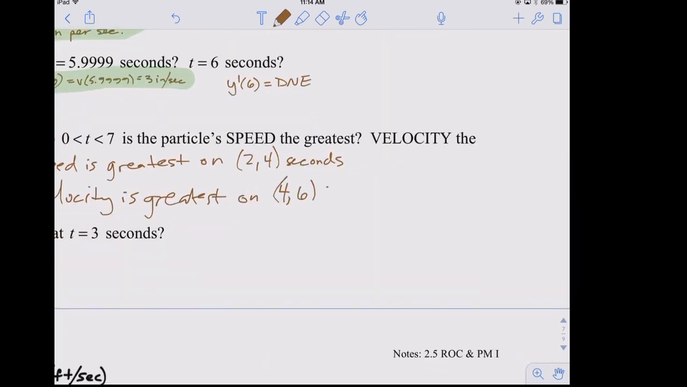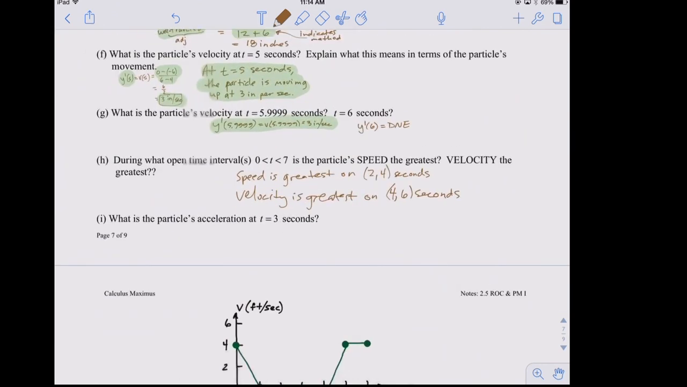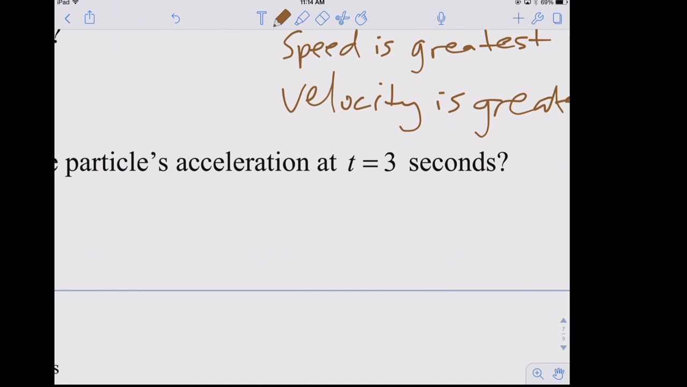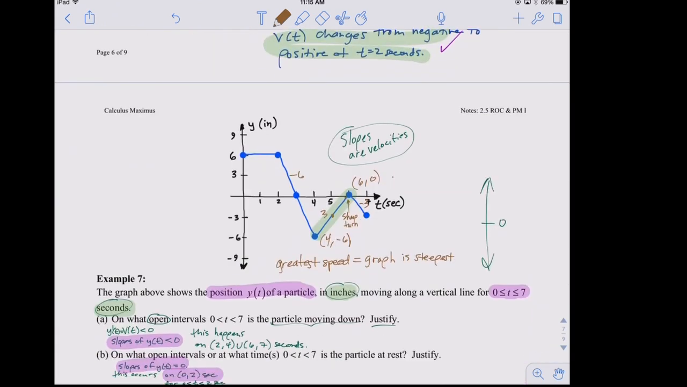And it didn't ask us to explain what the actual number was, or why. All right, what's the particle's acceleration at t equals 3? Particle's acceleration at t equals 3. Okay, well, let's see. I know that y double prime of t, which is going to equal v prime of t, is equal to a of t. So I'm looking for a of 3. I just have to relate it to the graph somehow at 3.